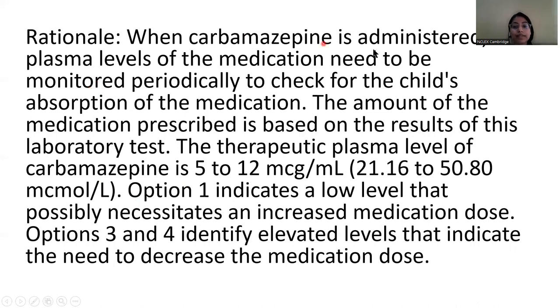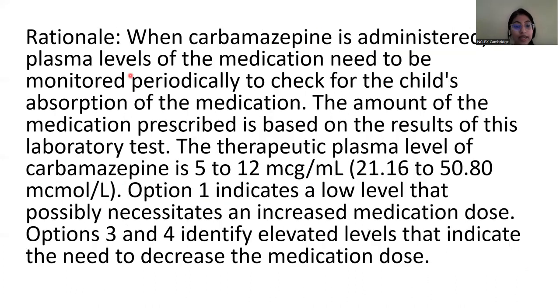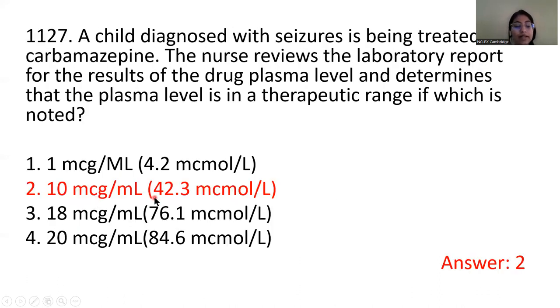When carbamazepine is administered, plasma levels of the medication need to be monitored periodically to check for the client's absorption of the medication daily. Okay, so the client is having seizures, so we have to give an anticonvulsant. So if we are giving an anticonvulsant, we have to check its level in the body. Now, the normal level is 5 to 12 mcg per ml. This is the normal range. So 5 to 12 mcg per milliliter is the normal range. So the correct answer is 10 mcg per ml.